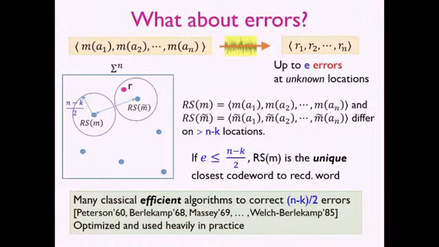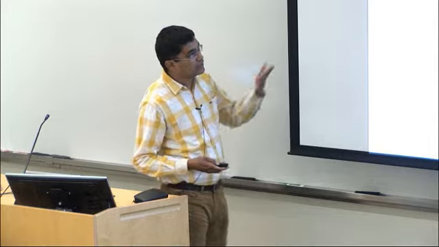So now we're going to be interested in large alphabets, but what about errors? For example, let's take the same kind of code, the Reed-Solomon code, and now you get n symbols, but some of these are wrong, up to E errors have happened, and you don't know where the errors are. So you can't just throw them away. So what can you do here?